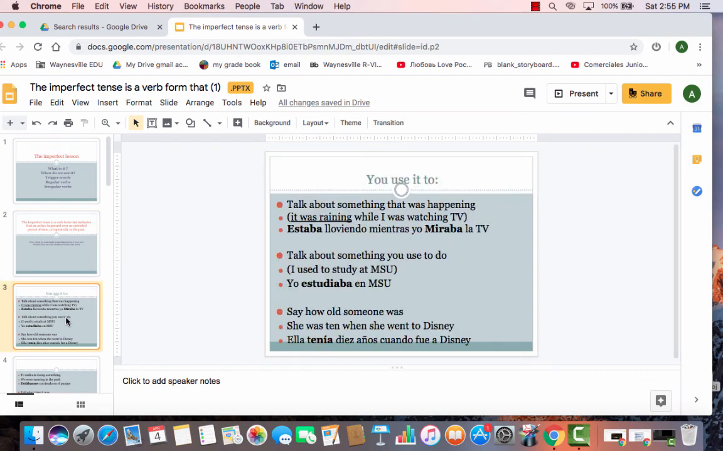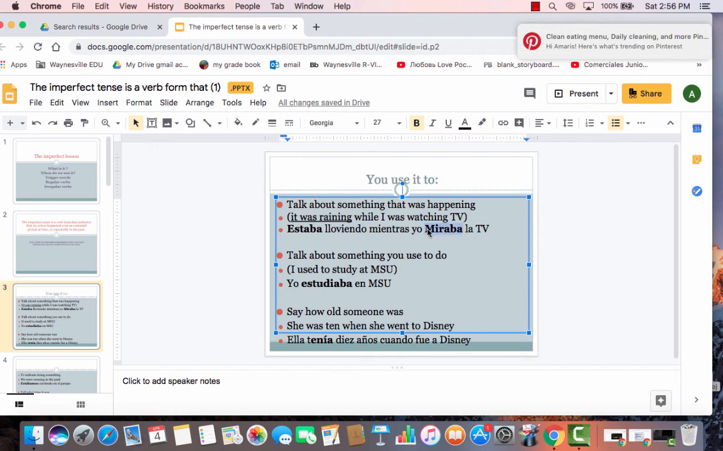Here are the instances in which you're going to use the imperfect to express ideas in the past. To talk about something that was happening, like it was raining while I was watching TV. In Spanish, you will say estaba lloviendo mientras yo miraba la TV. And to express that, you have to conjugate the verb estar and the verb mirar into the imperfect. That's how you will tell the listener that it was happening versus is happening or any other tense.